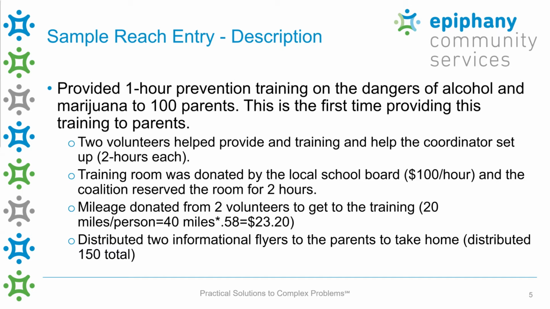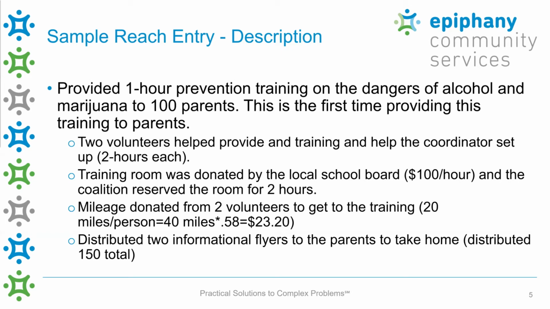We also wanted to make sure that we were including all of our resources that we generated throughout this specific event. So we ended up having 2 volunteers from the coalition help provide the training and help the coordinator set up. They each donated 2 hours, so we wanted to put that in there. We also had our training room donated by the local school board. That usually goes for $100 an hour, and we reserved the room for 2 hours for setup and takedown time. We also had mileage donated from those 2 volunteers to get to the training, and they each donated 20 miles, so we had a total of 40 miles.